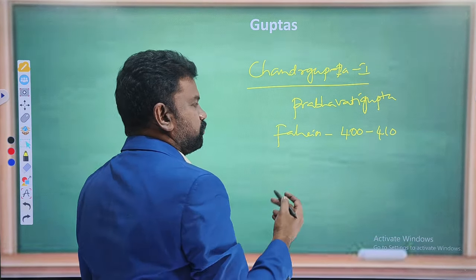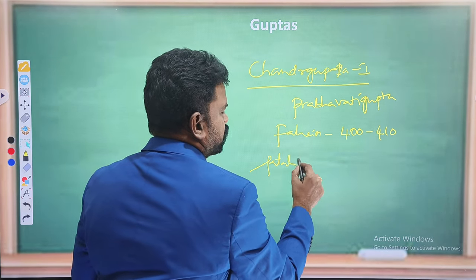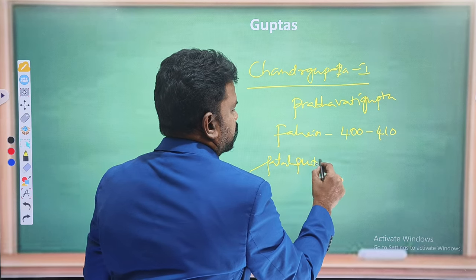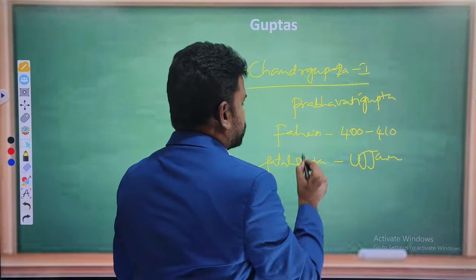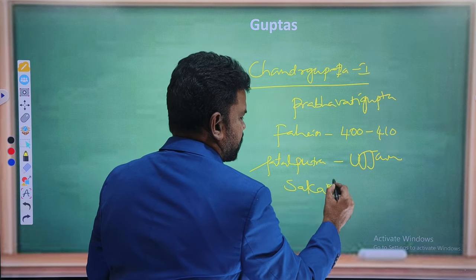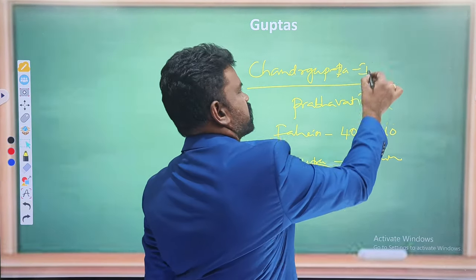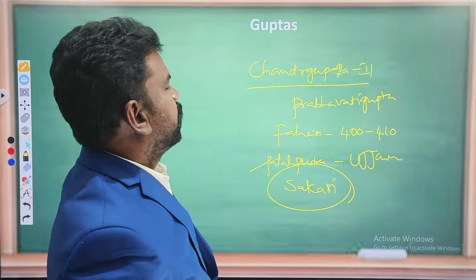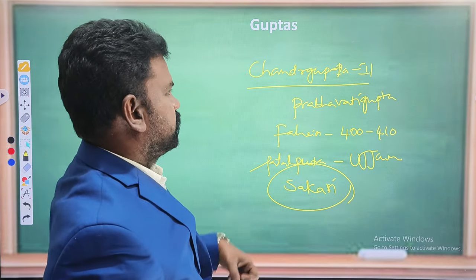During Chandragupta II's period, he shifted the capital from Pataliputra to Ujjaini. He completely eliminated the Sakas from India. That's why he was called Sakari. There were no Saka invasions after the Chandragupta II period. He ruled under the name of Vikramaditya.